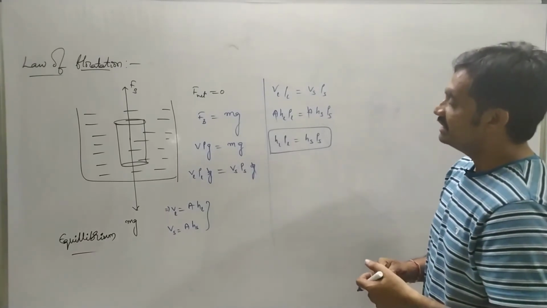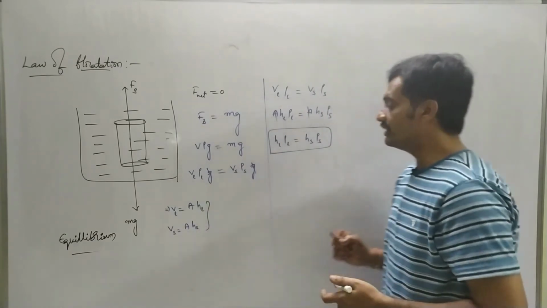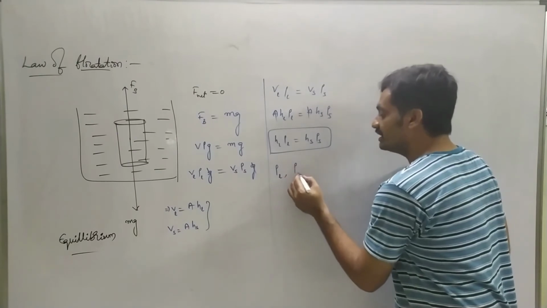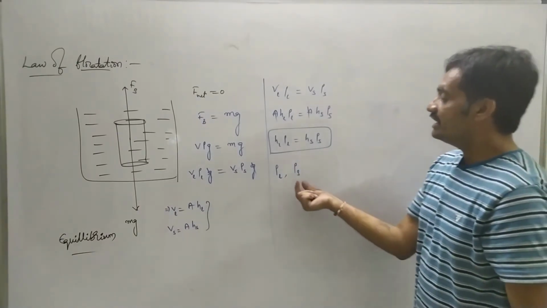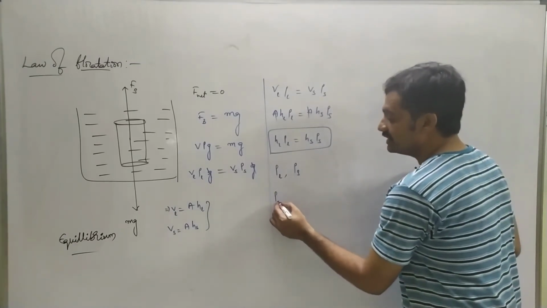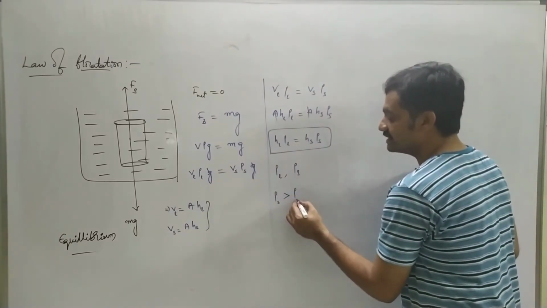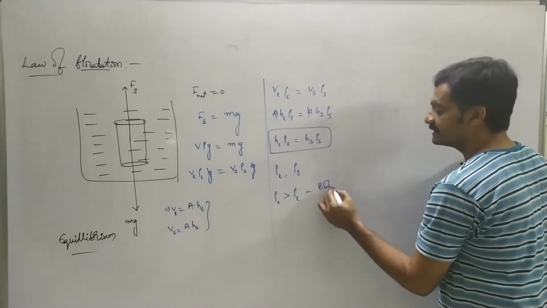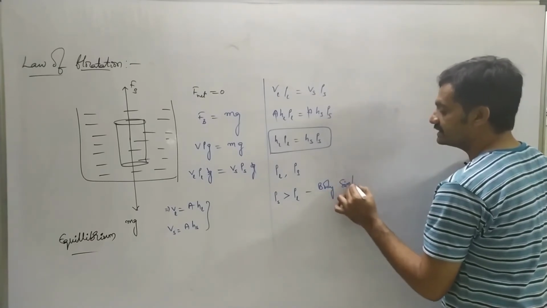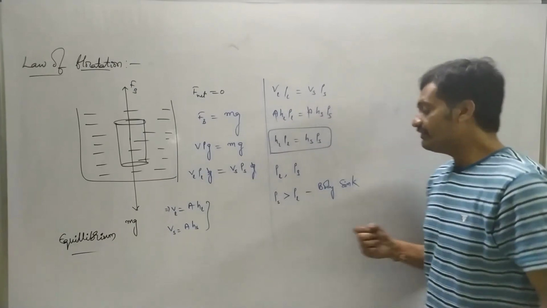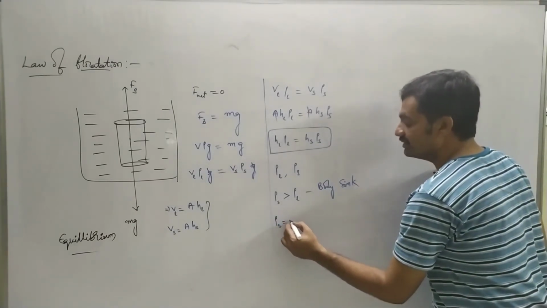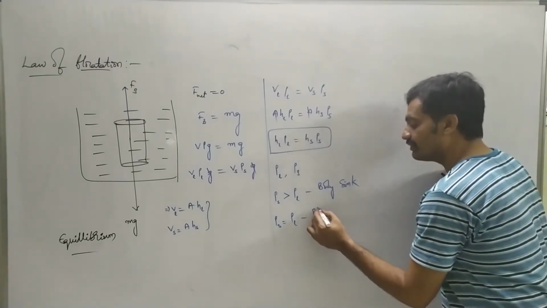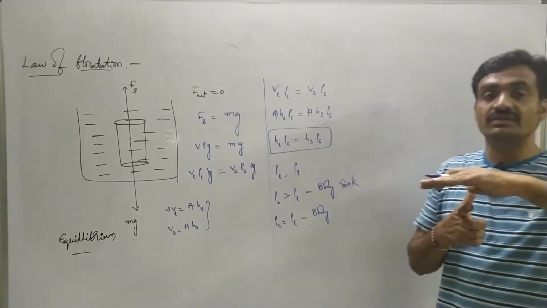The first condition is here: density of the fluid is represented as rho_L and density of the solid body is represented as rho_S. If density of the solid body is greater than density of the fluid, then the body will sink. Suppose density of the solid body is equal to density of the fluid, then the body will float on the surface of the fluid.